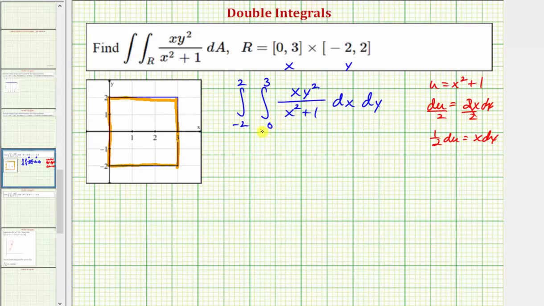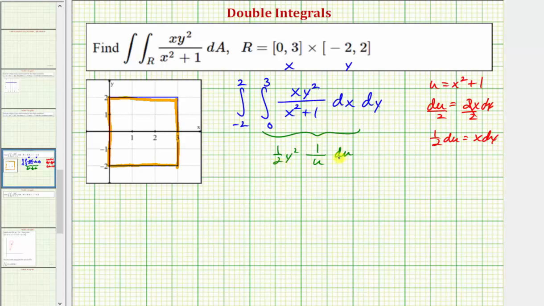Now let's rewrite this in terms of u. We know our denominator is going to be just u. And we know we're treating y squared as a constant. And we also have x dx, which is equal to 1/2 du. Let's write this as 1/2 y squared du, and therefore the denominator here would just be 1.